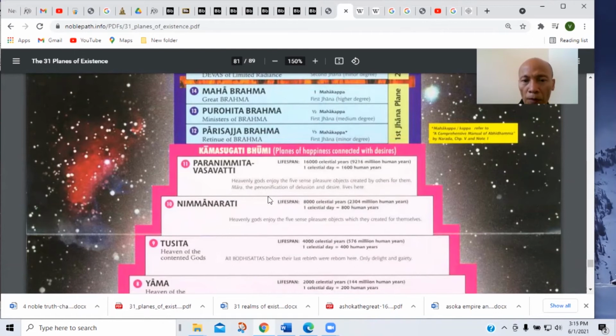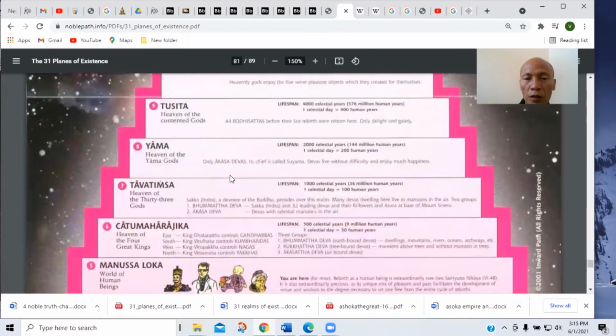And the next one is the heavenly gods who enjoy the five sense pleasure objects created by others for them. That means Mara. So they have a long lifespan. One celestial day is equal to 1,600 human years, and their lifespan is 16,000 celestial years. So in total, they live up to 9.216 billion human years. So that is the blend of happiness connected to celestial beings in the desire realm.